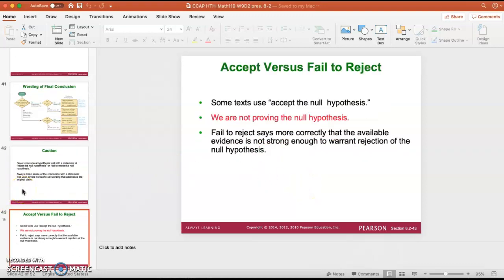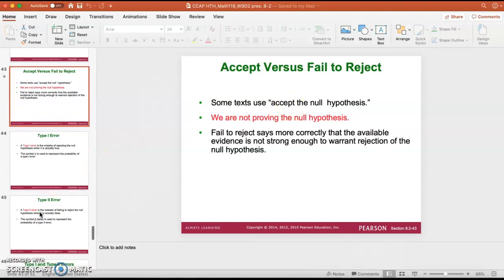Now, as far as accept versus fail to reject, some texts use the phrasing accept the null hypothesis, but it's not always very good phrasing to use because it's not 100% accurate. We are not proving the null hypothesis at any point, we're just testing it. So fail to reject says more correctly that the available evidence is not strong enough to warrant rejection of the null hypothesis. Basically, we don't reject it, but it doesn't look like we can completely discard it.